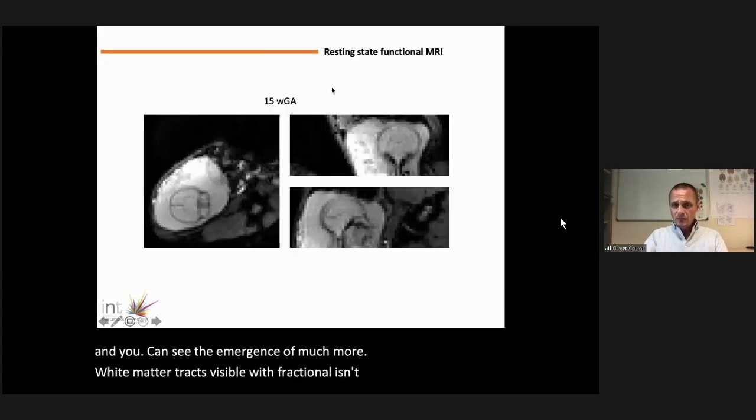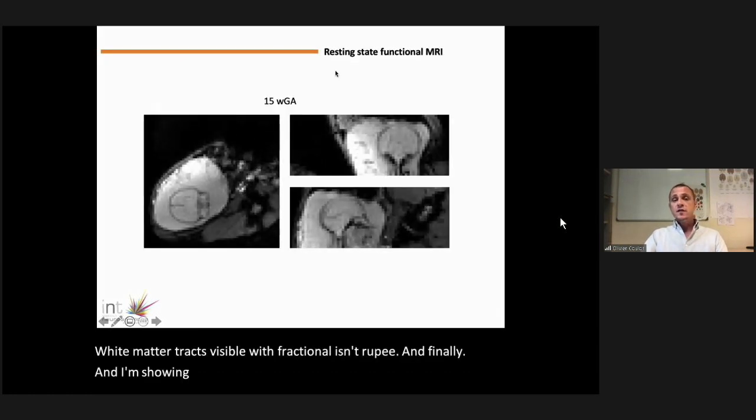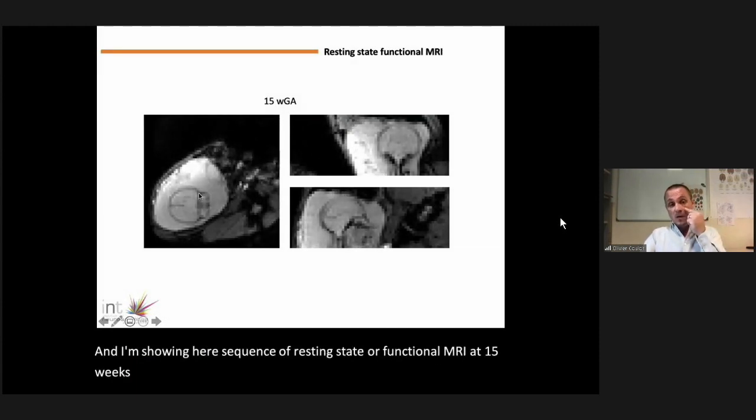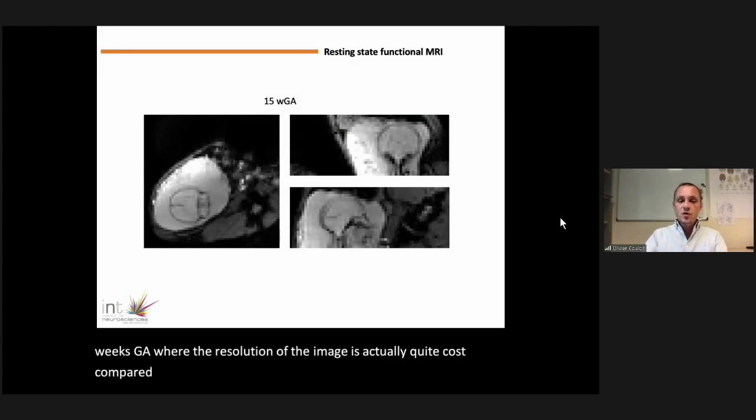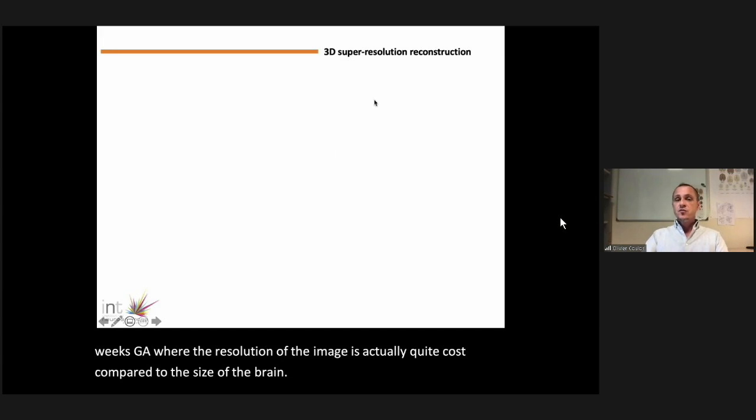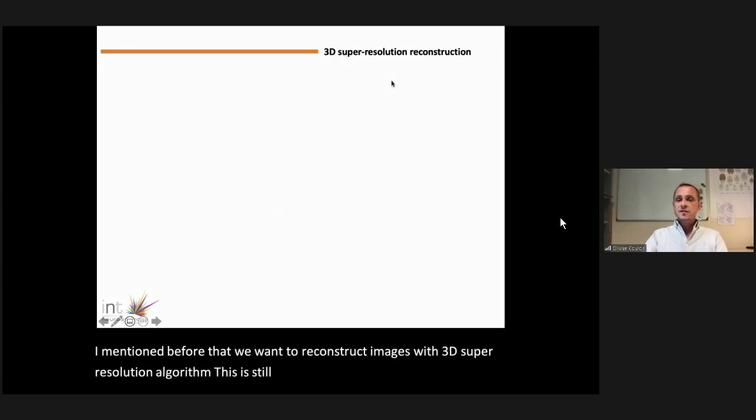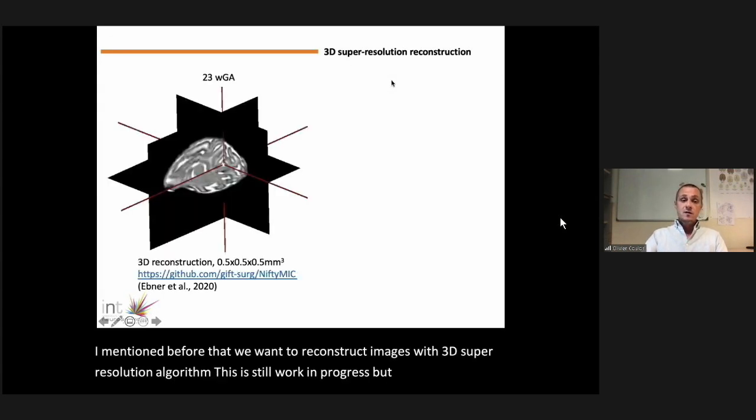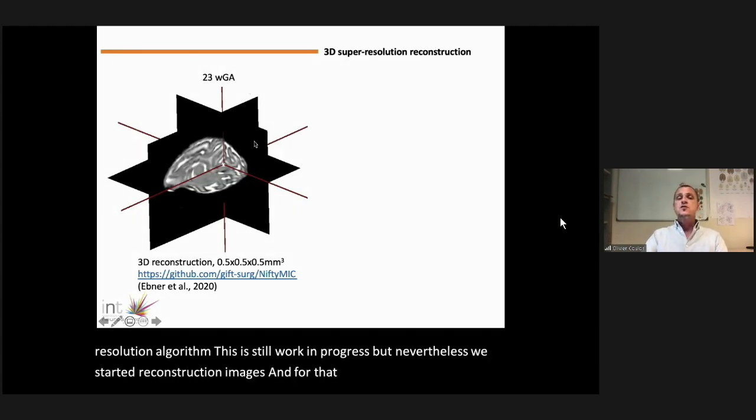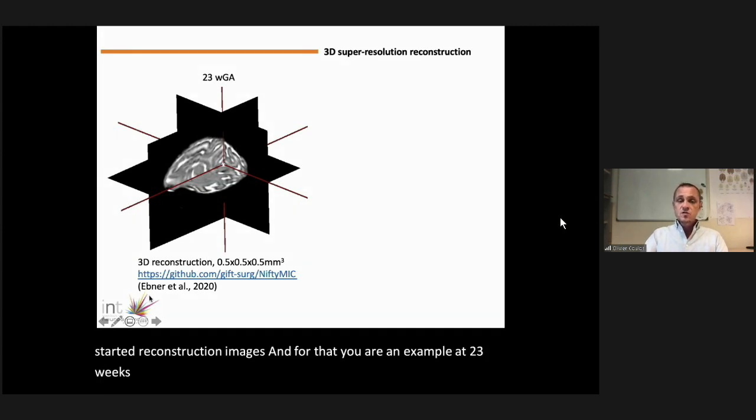And finally, I'm showing here a sequence of resting state functional MRI at 15 weeks GA, where the resolution of the image is actually quite coarse compared to the size of the brain. I mentioned before that we want to reconstruct images with a 3D super resolution algorithm. This is still work in progress, but nevertheless, we started reconstructing images, and here is an example at 23 weeks GA, which we reconstructed using the algorithm provided by Michael Ebner, available here.